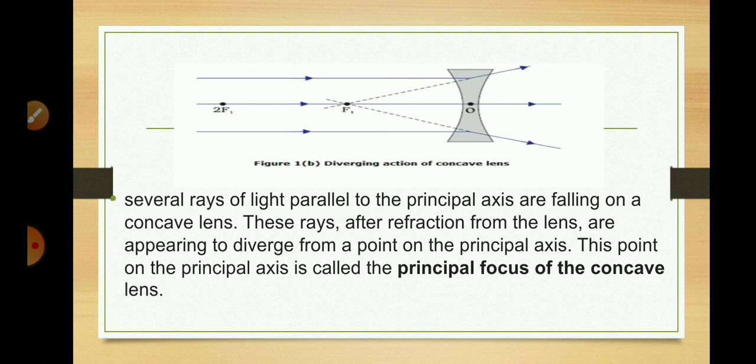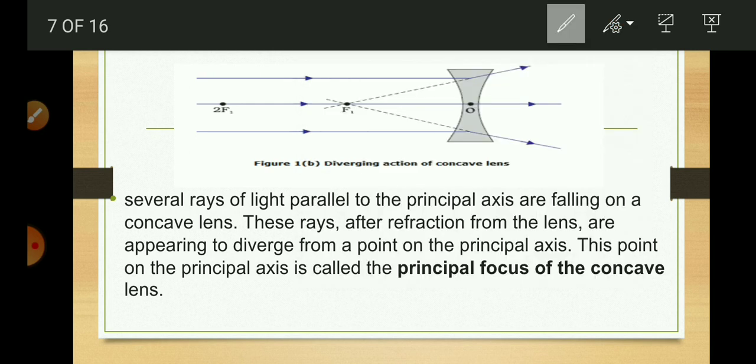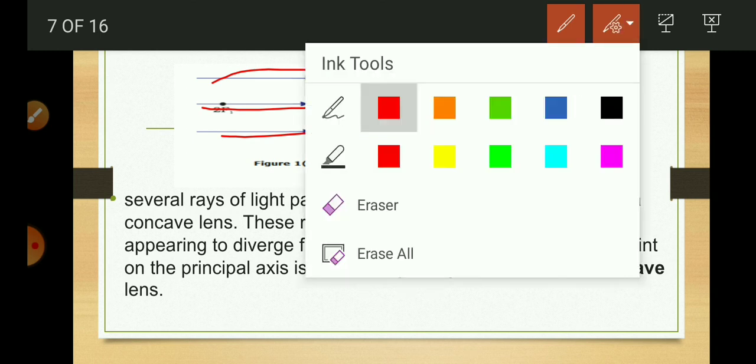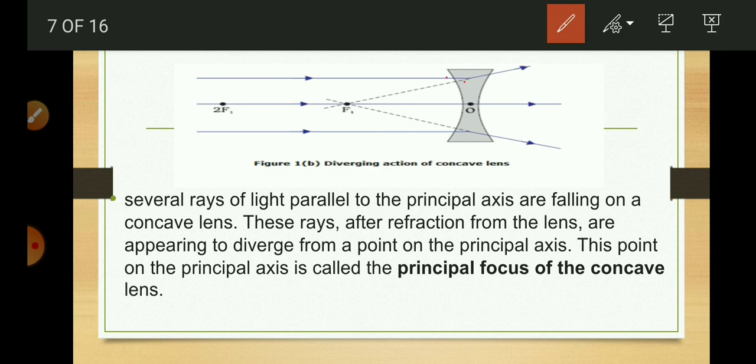So here we can see when these parallel rays fall on the concave lens, they get diverged after refraction, and when we extend those diverged rays backward, it appears that they diverge from a certain point on the principal axis, and that point is called the principal focus of the concave lens.